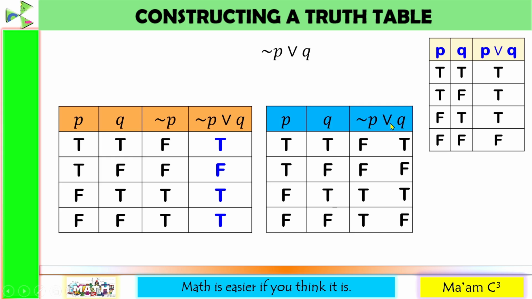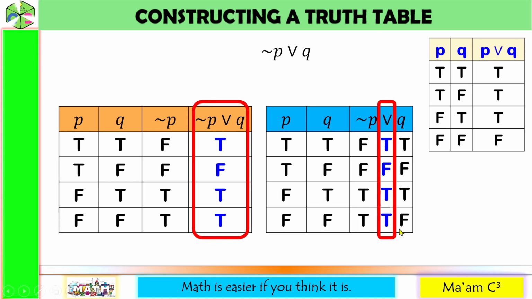Then I have here the operator disjunction. So again, for disjunction, it will only become false when both of the propositions are false. So here I have one true, so this is true. Here I have both false, so this is false. Both true, so this is true. One true, so this is true. Notice that our answers in the first and second method are the same.